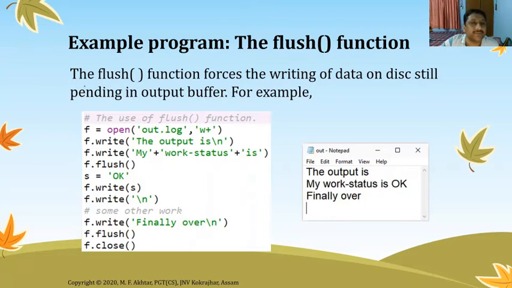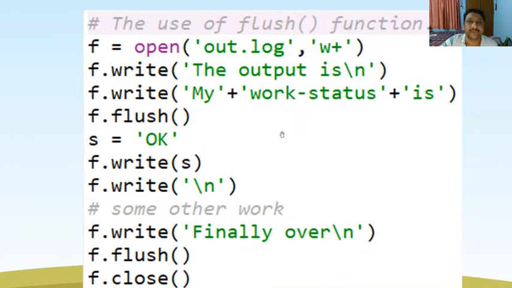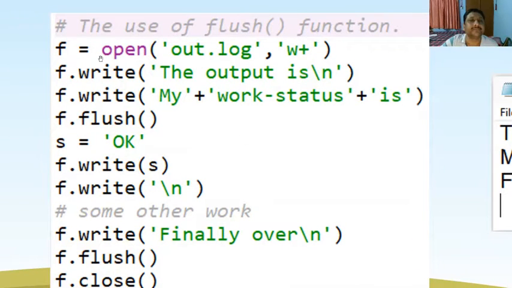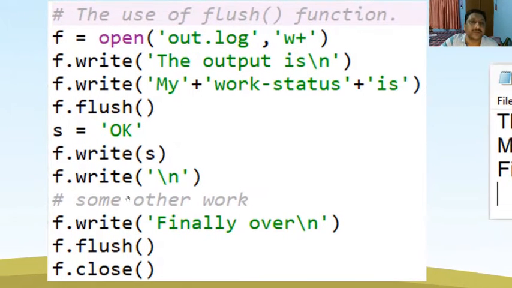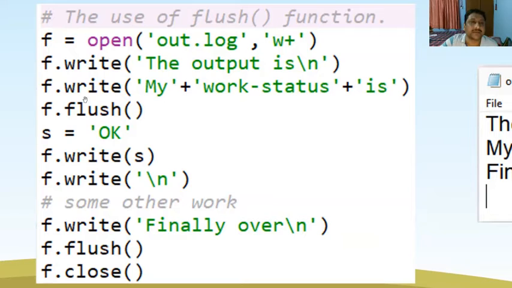As we know, the flush function forces the writing of data that is still pending in the output buffer. It forces whatever data is available in the buffer, temporary memory, to be written on the disk, that is permanent storage. See the program. This is the program we have created. It is a somewhat larger program.